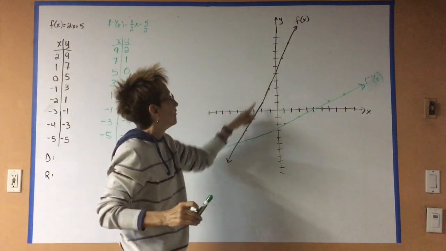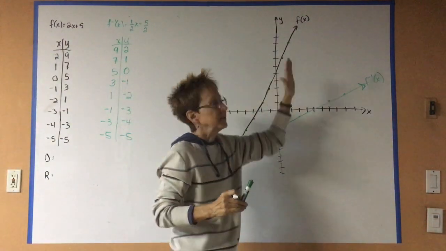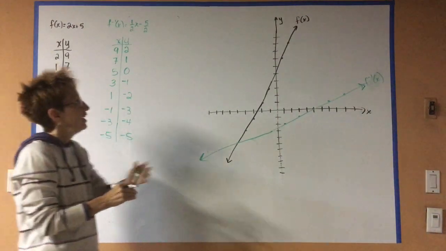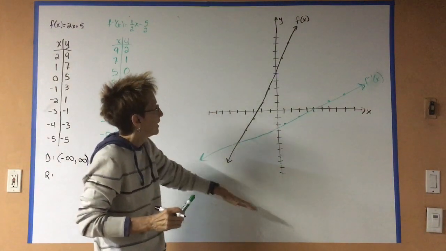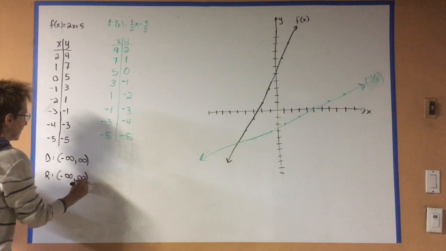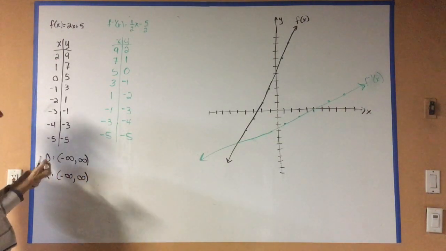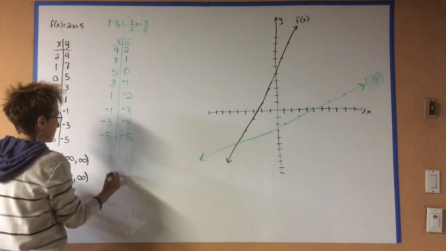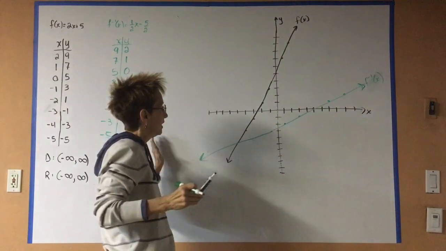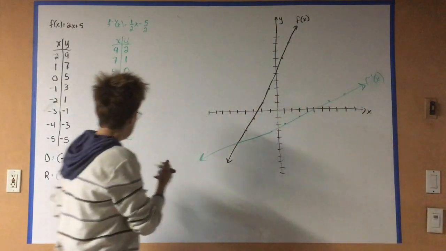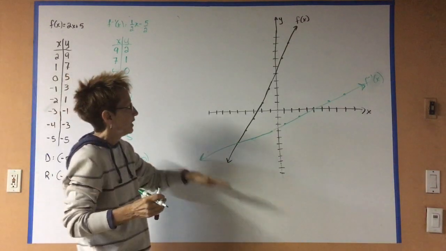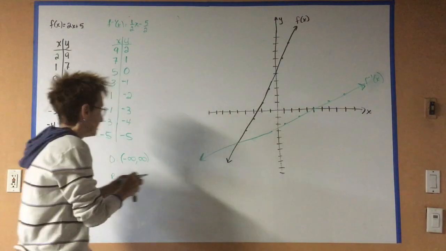What's the domain of f of x? Left to right, -infinity to positive infinity, right? What's the range of f of x, the black line? -infinity to positive infinity. These are boring. So let's look at the green line now, f inverse, domain and range. What's the domain of this green line, f inverse? -infinity to positive infinity. What's the range of the green line? -infinity to positive infinity.